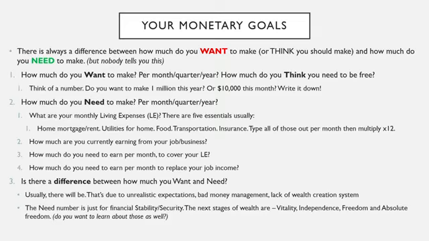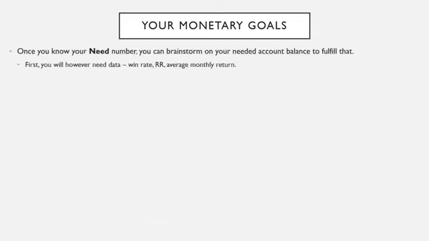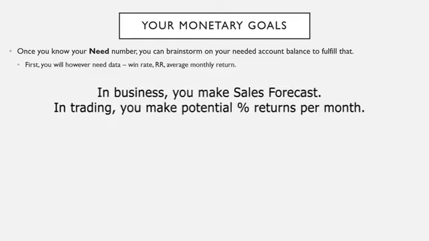All right, so let's go forward. Let's have a little example. Once you know your need number, you then have to brainstorm your needed account balance in order to fulfill that. This is when we talk trading and account balances. However, there's a little detail. First, you will need data. You need to know your win rate, your average risk to reward, and your average monthly return. So what is realistic for you to return every month?